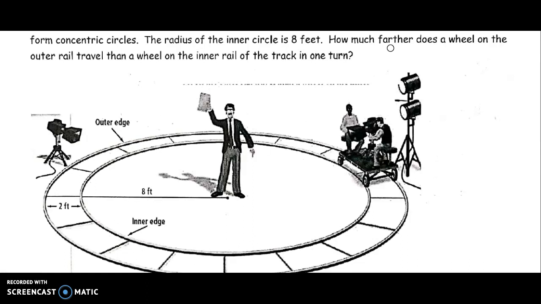So what we want to find is how much further does a wheel on the outside edge travel compared to a wheel on the inside edge, which really means we're trying to find the circumference of these 2 concentric circles. And again, that's circles that just have the same center. They both have the center where that actor is standing.